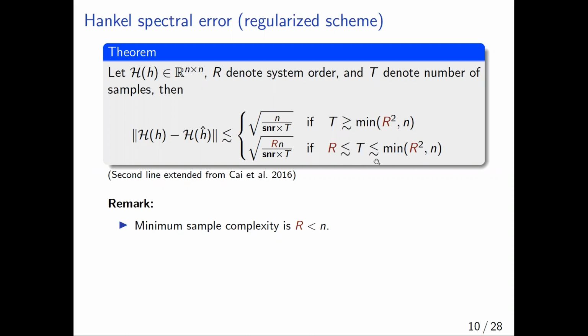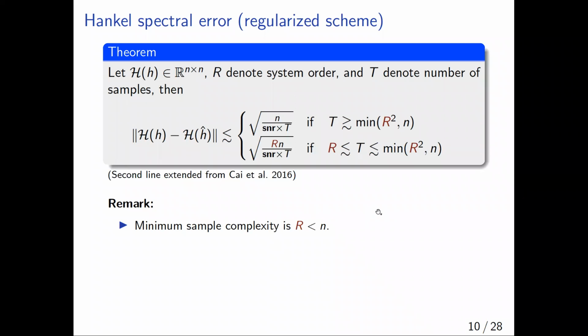And in the regime where T is between R and R squared, a somewhat lower sample regime, we get a bound that is a little bit suboptimal. We don't know whether we can fully drop to a bound that scales without the extra R or not, but it's plausible that this can be sharpened. The second line here is an extension of a result from the paper by Kai et al. So this means that the minimum sample complexity is R and not n. It could be much, much less than n, meaning we have this second-line error guarantee if we have only order R samples.